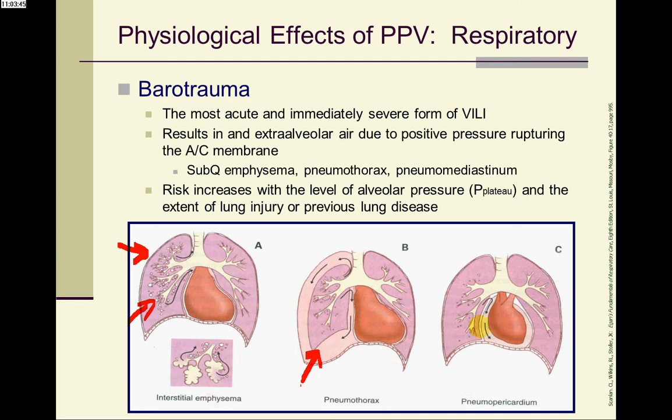A pneumopericardium, where we get air collecting around the heart like this, can be very problematic and can be life-threatening very quickly, because that increased pressure around the heart can actually severely decrease cardiac output. So we have to be knowledgeable and diligent about these, but of course, how do we prevent them? That's the big question, and we'll talk about that very soon, in that we limit the plateau pressures.